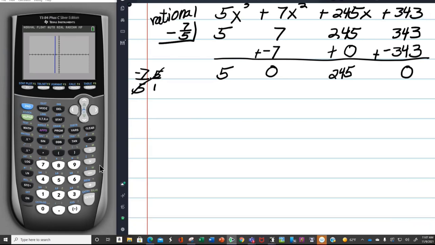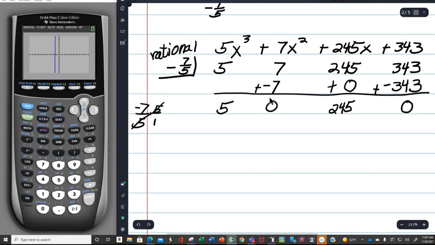Now let's find out about the other zeros. Because we started with a cubic, after we've done synthetic division one time, that brings x to the third down to x to the 2, which is x squared, plus 0x plus 245. And this zero is our remainder, which shows that negative 7/5 is a rational zero. It's rational and it is a zero.